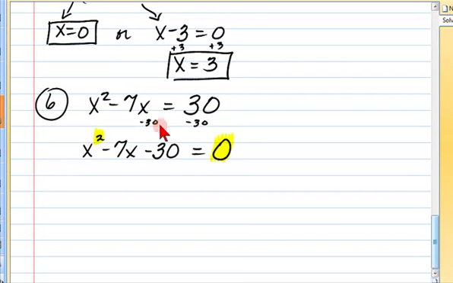Pardon? No, because it's not a 30x. Okay? Because it's a different kind of term, it just gets tacked on to the end.